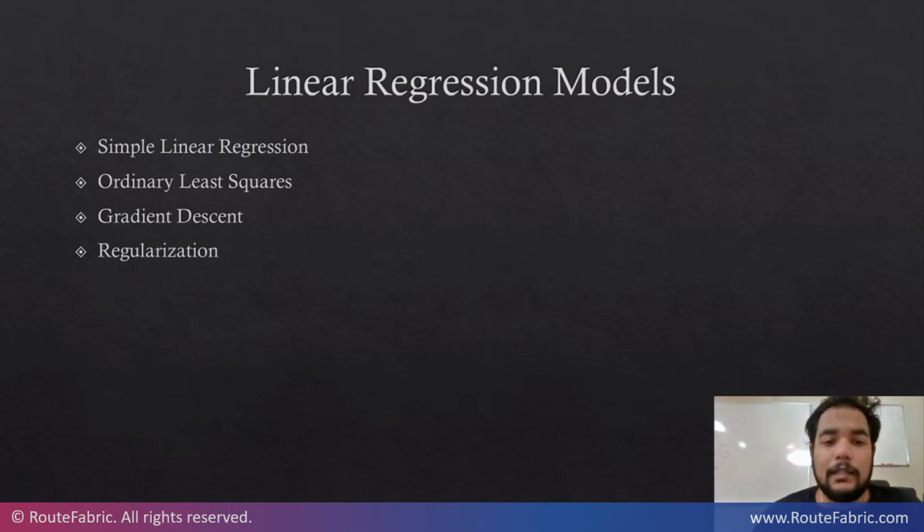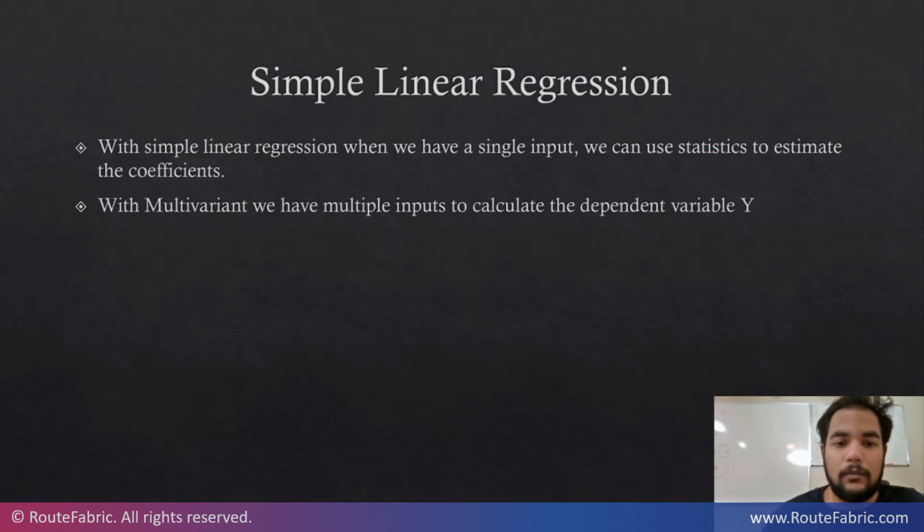There are a couple of models in linear regression. There is simple linear regression, ordinary least squares for multivariate linear regression, gradient descent, and regularization methods to help with linear regression models. A simple linear regression only has a single input. Usually these types of models we can estimate using general statistics.